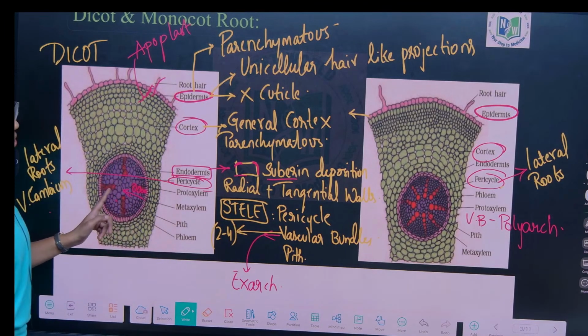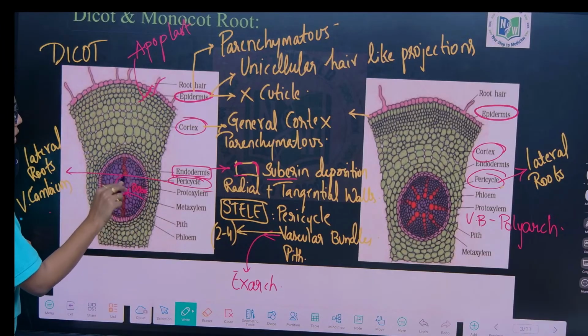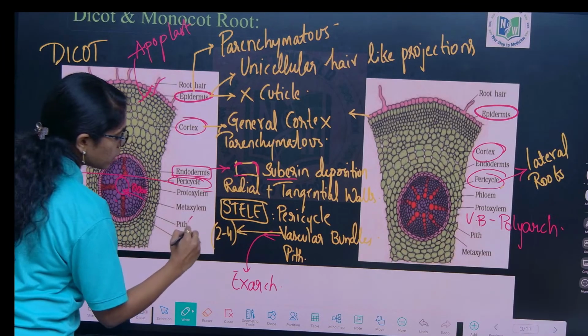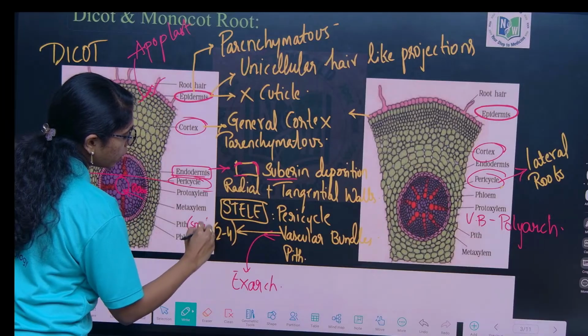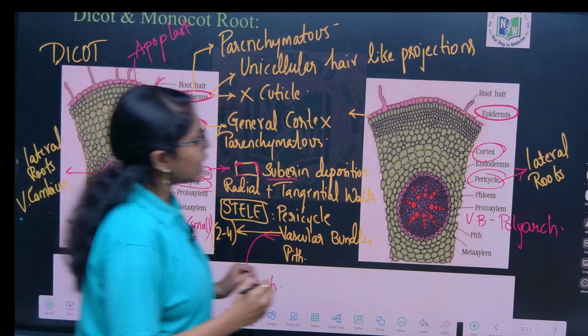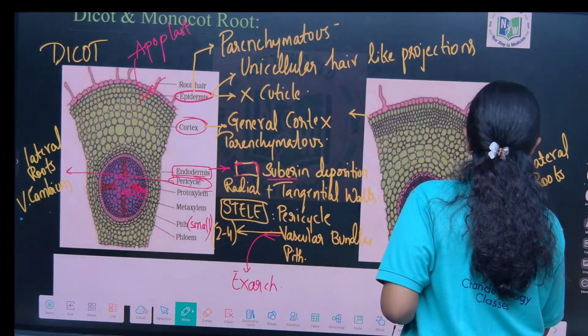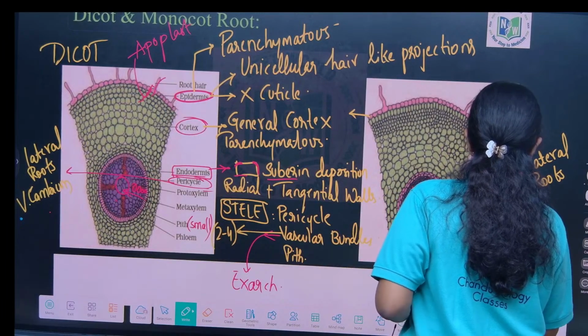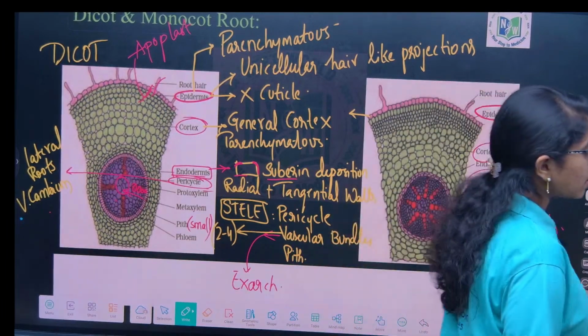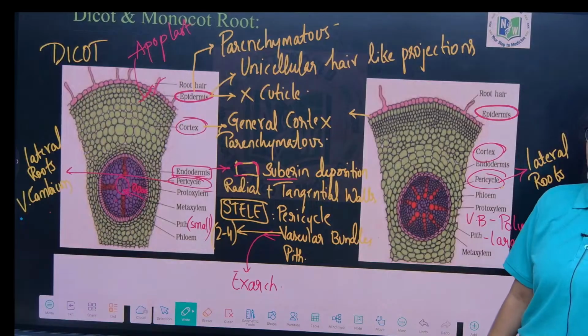Pith is small and inconspicuous in dicot root. Pith is small in dicot root. Pith is large in monocot root. Okay, pith is large in monocot root. These are the three differences between dicot and monocot roots.